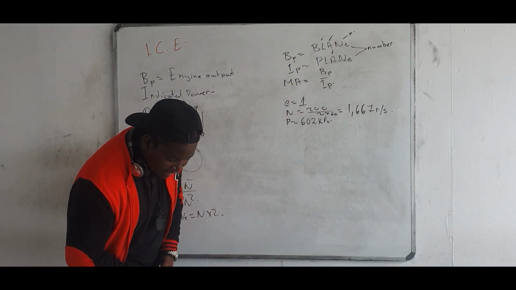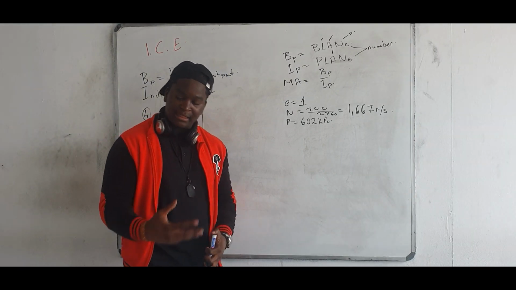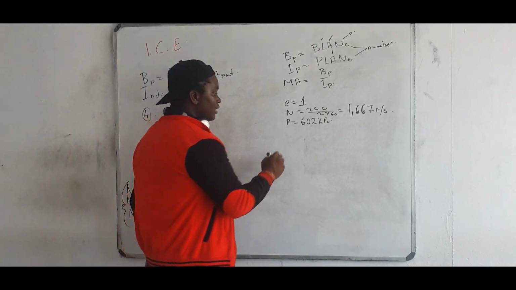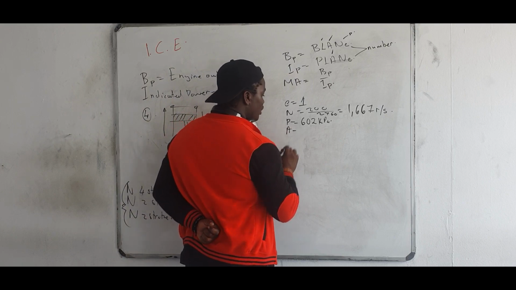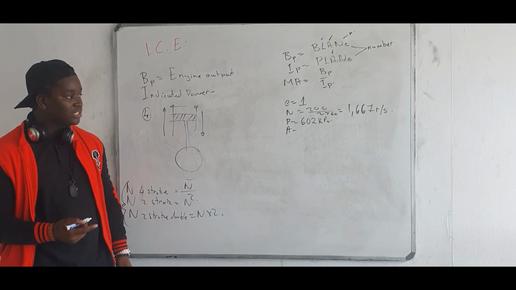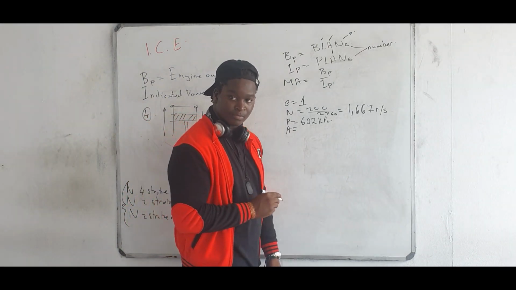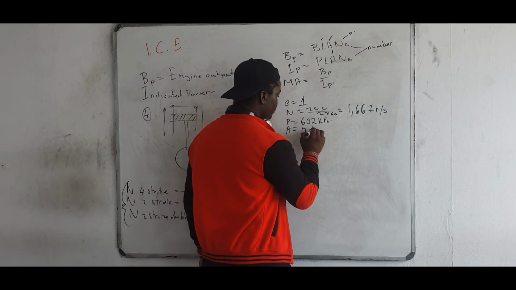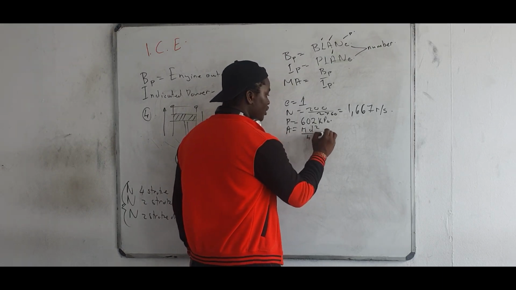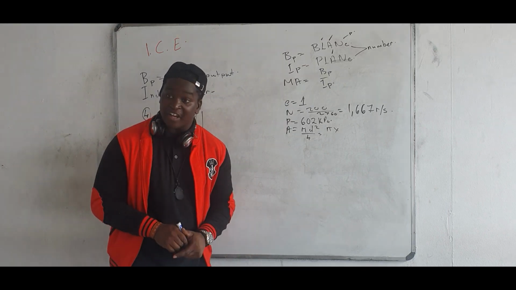Now they're saying that the cylinder diameter is 305 millimeters, right? What do you use diameter to calculate? Area, right? What is the formula for calculating area? Pi d squared over 4. That is correct. So it's going to be pi multiplied by the diameter of 305 millimeters.